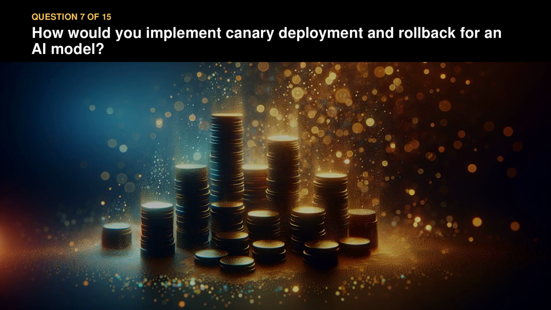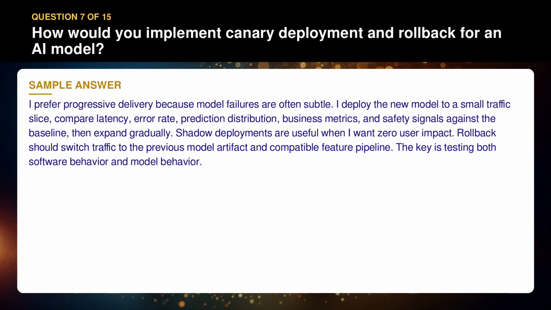Question 7. How would you implement canary deployment and rollback for an AI model? I prefer progressive delivery because model failures are often subtle. I deploy the new model to a small traffic slice, compare latency, error rate, prediction distribution, business metrics, and safety signals against the baseline, then expand gradually. Shadow deployments are useful when I want zero user impact. Rollback should switch traffic to the previous model artifact and compatible feature pipeline. The key is testing both software behavior and model behavior.